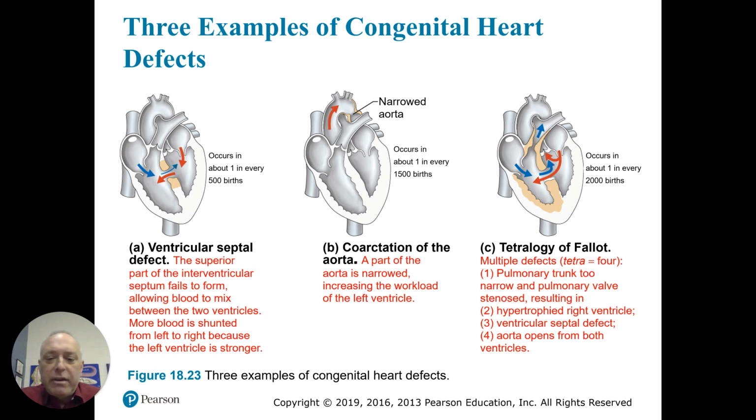And then you have coarctation of the aorta, which is narrowing of the aorta, and this is just resistance that the heart has to push up against. The heart will hypertrophy or enlarge because of this, but 1 in every 1,500 births.